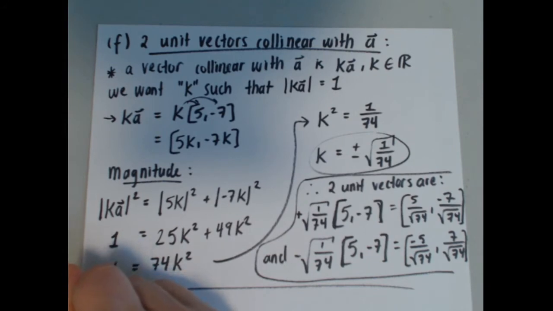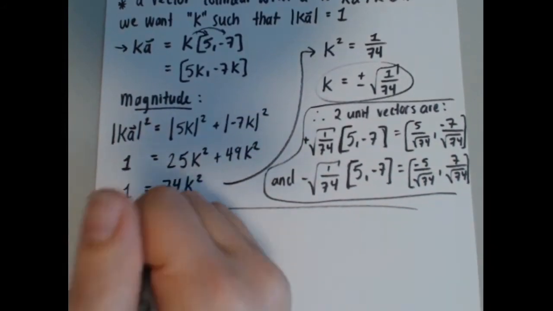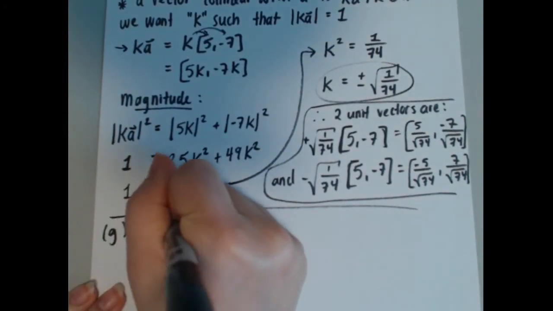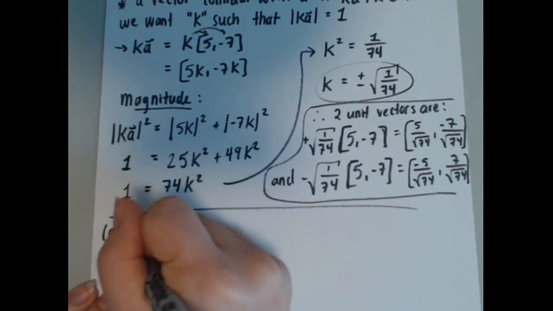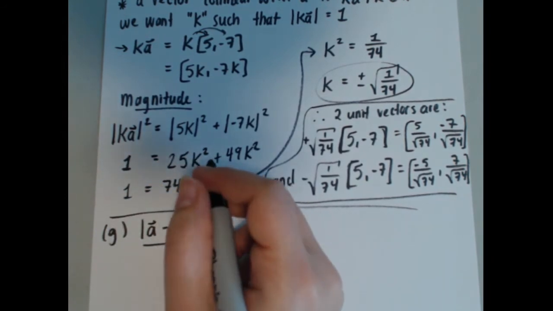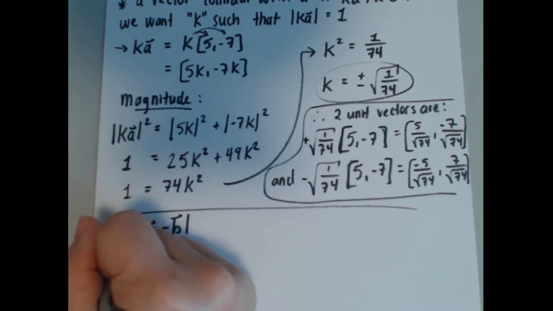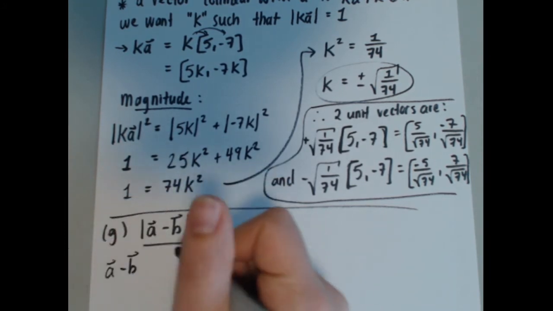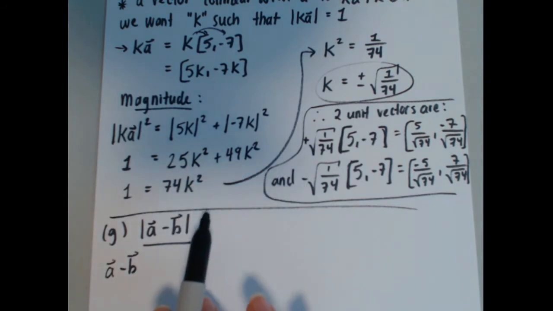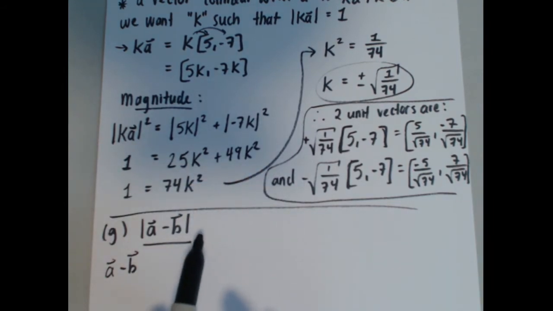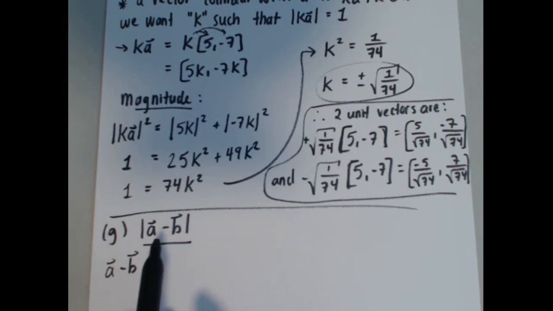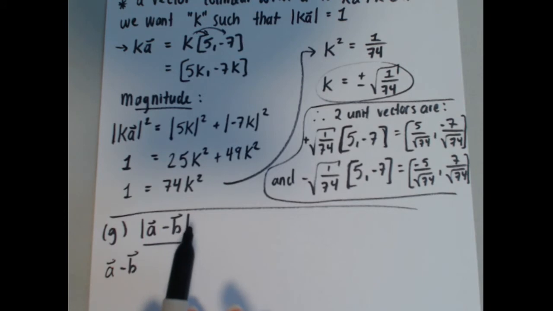Part G. Now we're going to figure out the absolute value of A minus B. All right, so before I do that, I'm going to actually figure out A minus B first, and then I'll figure out what the magnitude is. So remember, absolute value in vector language means magnitude. How long is it? And I know that when you add or subtract vectors, you just get another vector. So I got to figure out what the length of that new vector is.